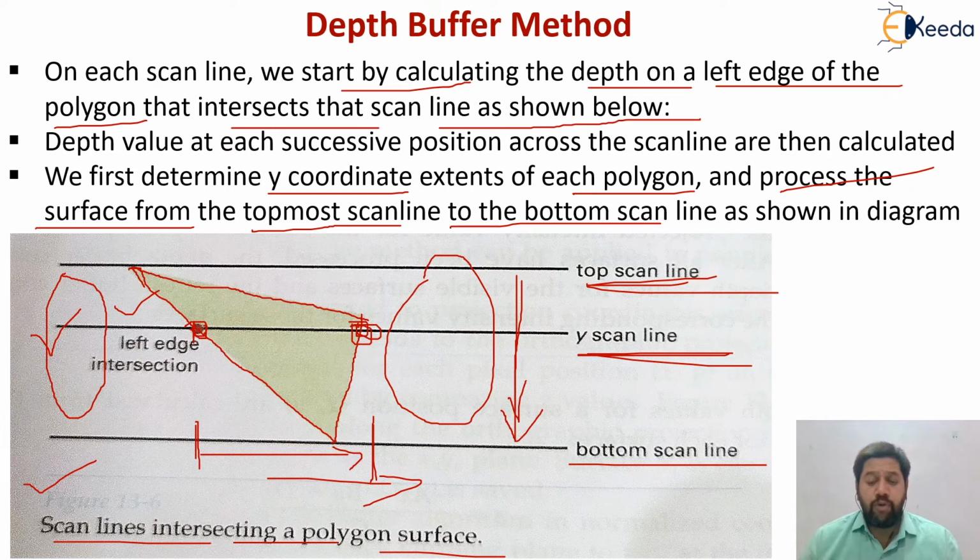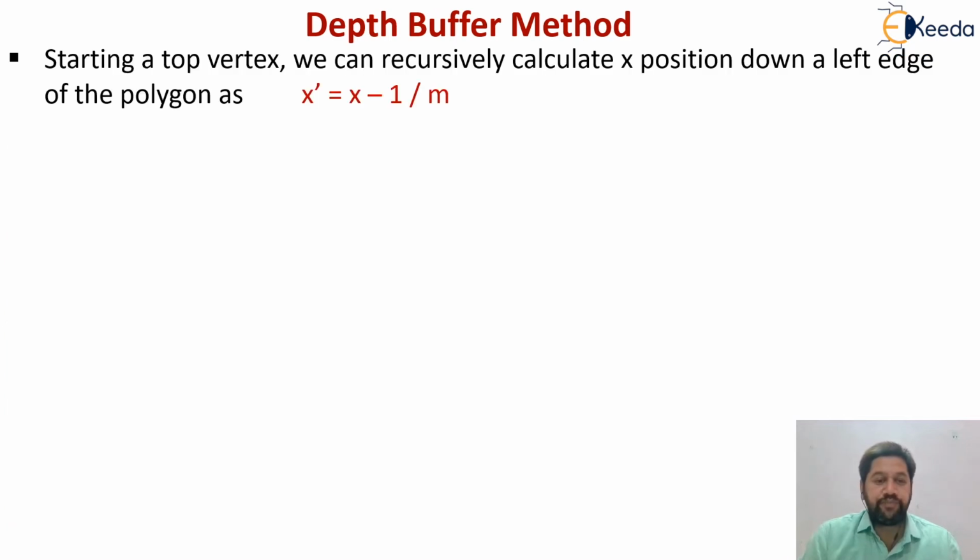Now, suppose I'm going to consider the x value. I think I have shown it easily for y, where I'm moving from the top scan line to the bottom scan line. Let us understand how x will be processed for the surface. So I'm just moving to the next slide to understand this.